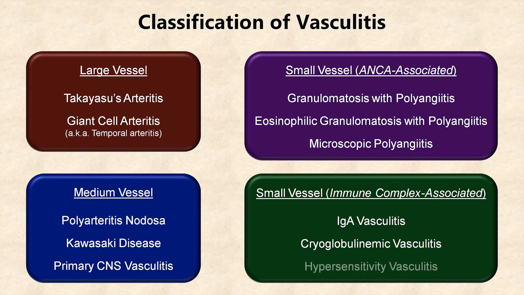And last, hypersensitivity vasculitis, which is usually limited to the skin, but can also cause fever, arthralgias, and diffuse lymphadenopathy. It can be triggered by medications, particularly penicillins and cephalosporins, along with a variety of chronic infections.